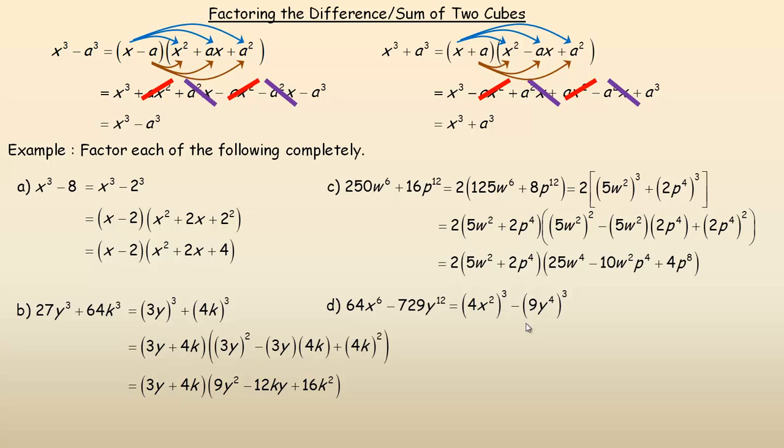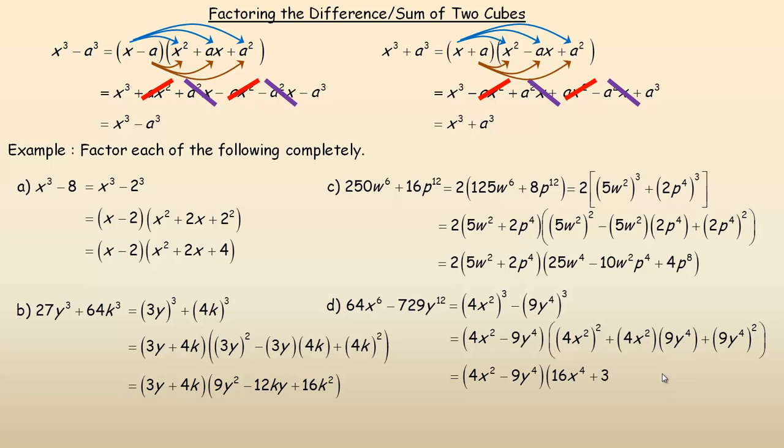Well, so this is a difference of two cubes. So the binomial factor will be this minus this. So write 4x squared minus the 9y to the 4th. And then in the trinomial, so it would be 4x squared squared. And then plus, because it's a difference of two cubes, so it has to be a plus here, plus this times this. And then plus the 9y to the 4th squared in the end. So we want to simplify the trinomial, of course. So 4 squared is 16, x squared squared is x to the 4th. 4 times 9 is 36, and x squared y to the 4th. And then we would have 9 squared is 81, y to the 4th squared is y to the 8th.